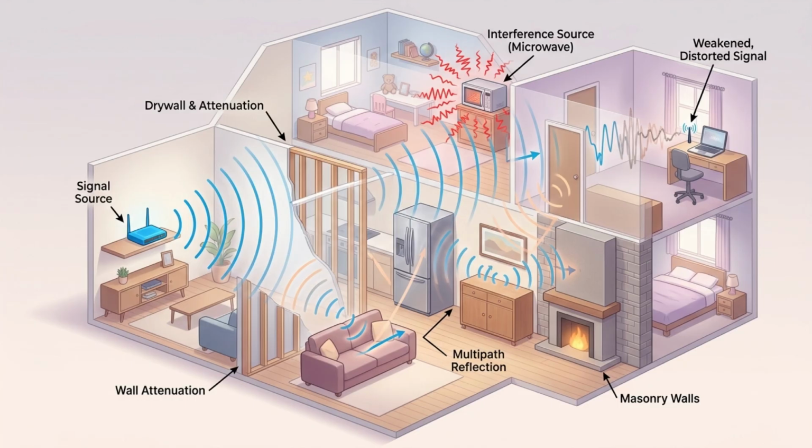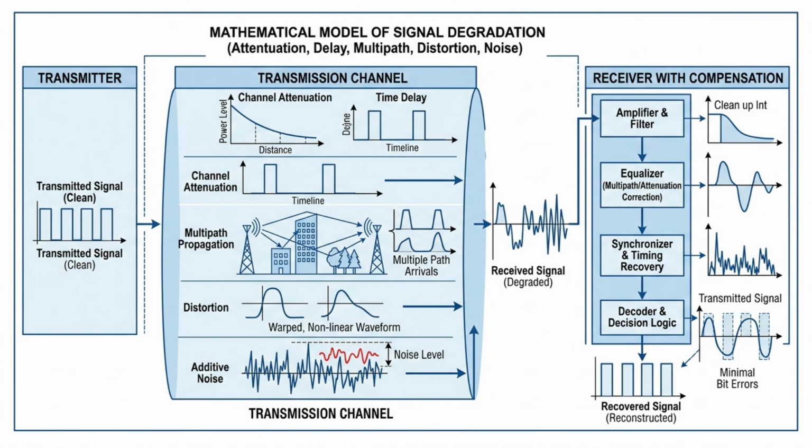Physically, consider a Wi-Fi signal moving through a house. The wave passes through walls, reflects from furniture, and is partially absorbed by building materials. Some reflected signals arrive slightly later than the direct signal, while electronic devices contribute additional interference. By the time the receiver detects the signal, it has become weaker and more distorted than when it left the transmitter. Mathematically, engineers model signal degradation as the combined effect of channel attenuation, time delay, multipath propagation, distortion, and additive noise. Communication systems must compensate for these impairments to recover the transmitted information reliably.